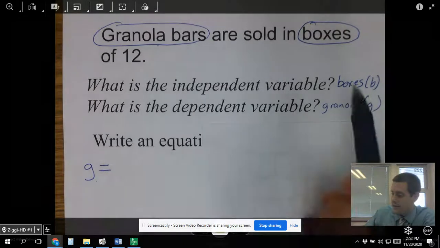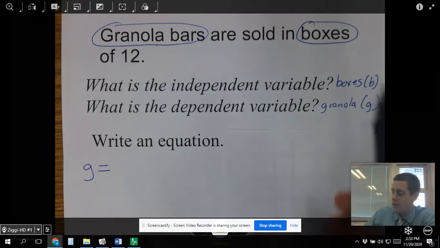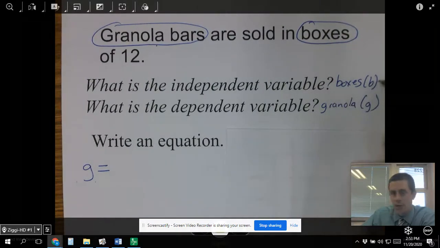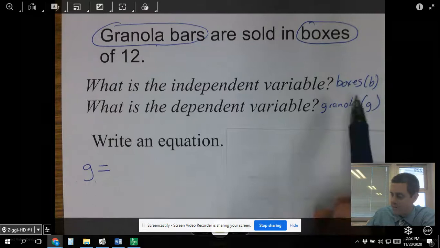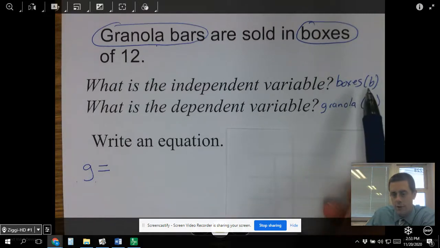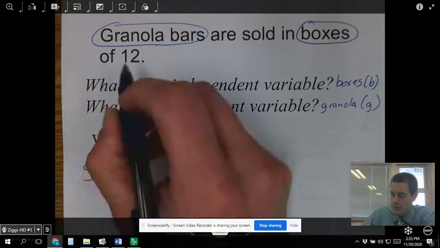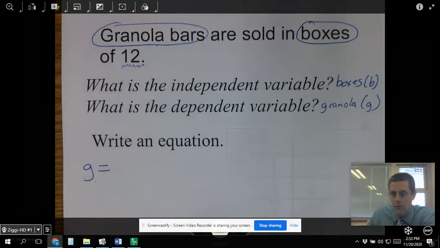What I was saying is, on the right side of our equation, we need to determine what mathematical calculation is occurring with my independent variable in order to get the outcome that is the dependent variable. In this case, mathematically, what are we doing to the number of granola boxes to calculate total granola bars? Well, from our problem up here, I know that every box has 12 granola bars in it.